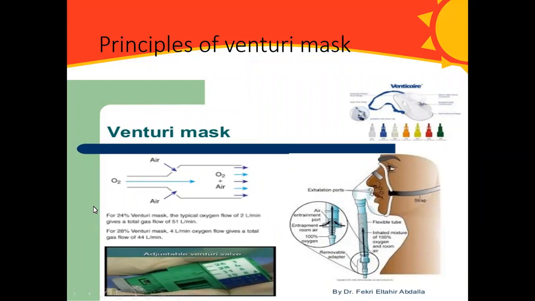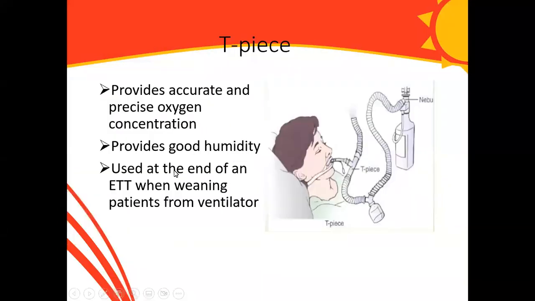For the 28%, which is an oxygen flow rate of 4 liters per minute, it can actually give you a total of 44 liters per minute because of the entrained air from the constriction here. So at the end of the day, you have higher gas flow, because what is delivered to the patient is now oxygen plus air through the principle of venturi.